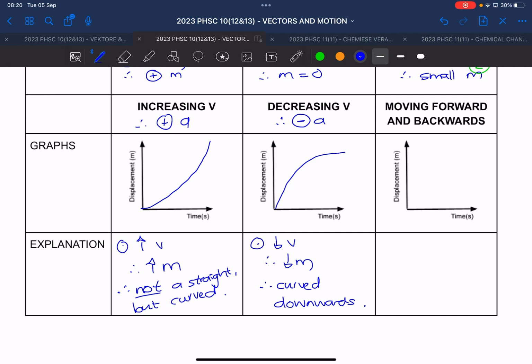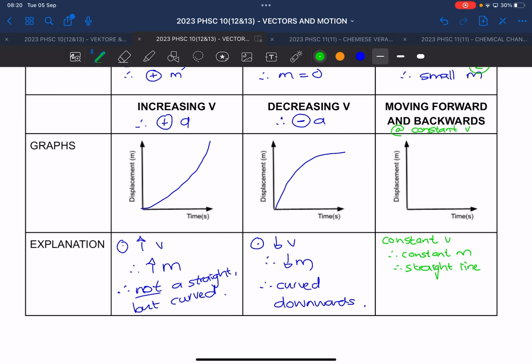Then we have moving forward and moving backwards. Now we say this is at a constant velocity, because you can move forward and backwards, decreasing speed, increasing speed. Let's just make it a constant velocity. So first of all, a constant velocity means you must have a constant gradient, meaning straight line. So our graphs will be straight lines.